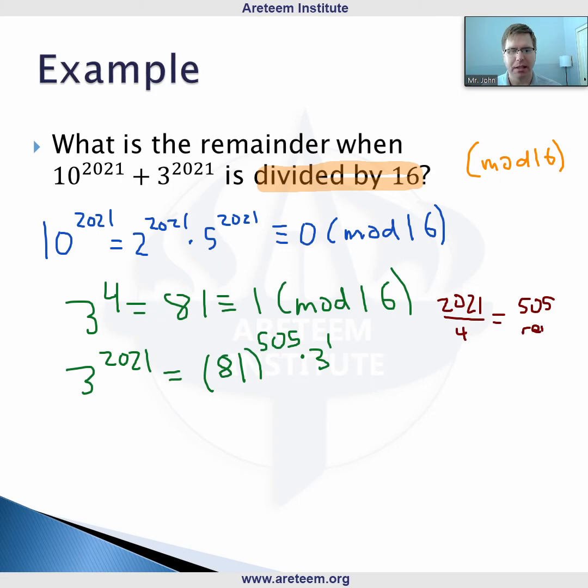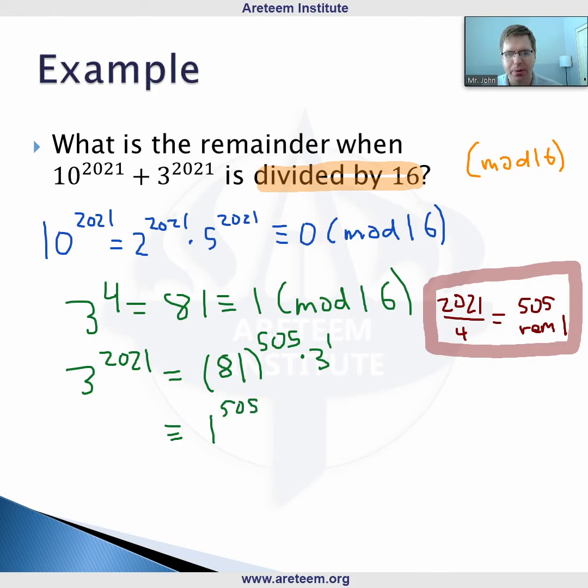We saw this earlier today too, but it's good to remind ourselves of that fact. We're using that fact here to break it down into 81 to the 505 times 3 to the first power. Now let's do our equivalents. 81 times 81 times 81 is just a bunch of ones. So this is 1 to the 505 times 3, which is of course just 3 if we're working mod 16 in this case.